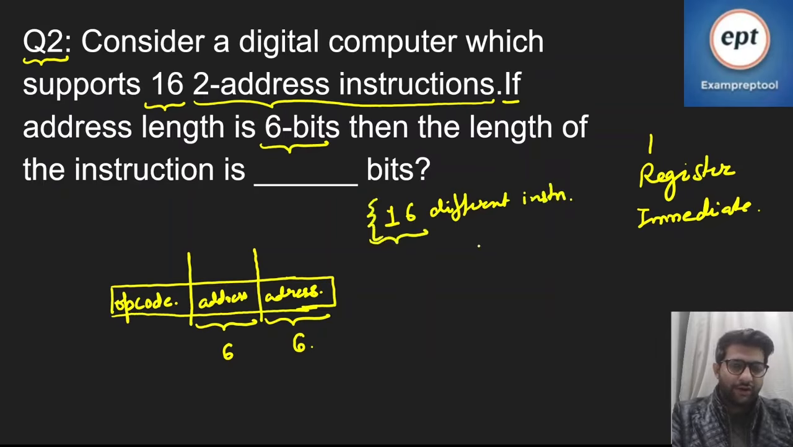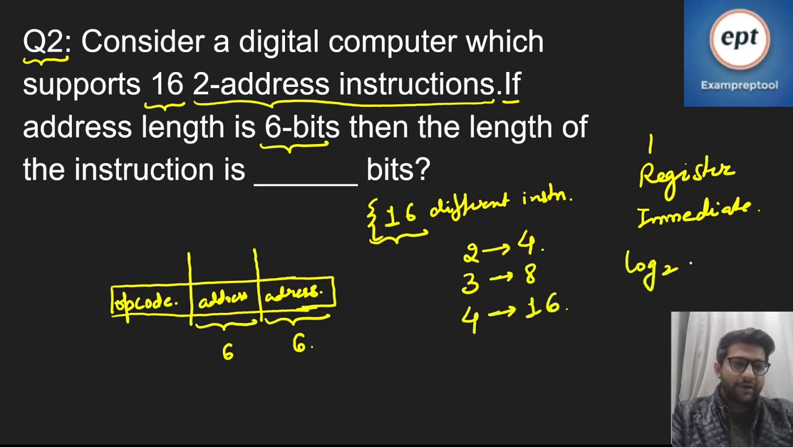So we require 2 bits to represent how many values? 4 different values, 3 bits for 8 different values, and 4 bits for 16 different values, right? We can calculate this by log base 2 of 16, which is 4. So we need 4 bits for opcode.